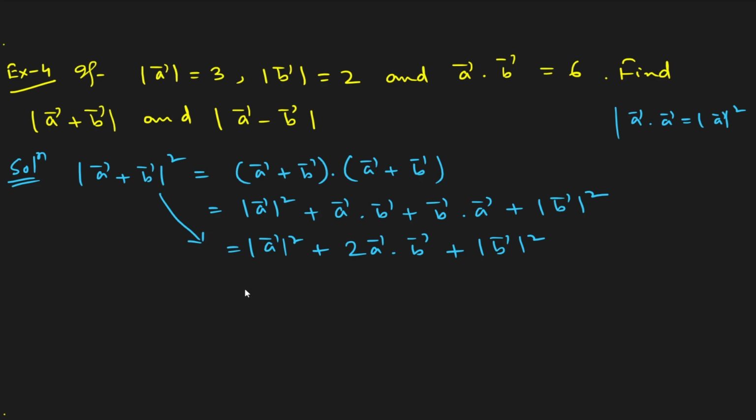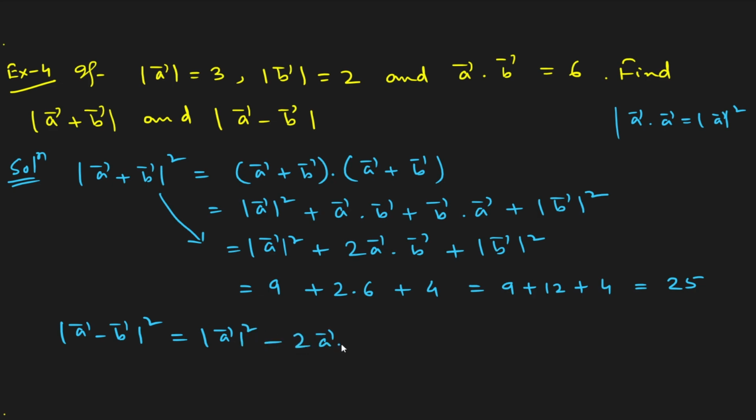Okay, so modulus a is 3, so it is 9, then 2 into a dot b, which is also given as 6, and then modulus b is 2, so b square is how much? 4. So it's 9 plus 12 plus 4. How much is it? 25. In the same way, a bar minus b bar whole square. Now you will write it directly: mod a whole square minus 2 into a dot b plus mod b whole square. So it will be 9, minus 2 into 6, plus 4. So 13 minus 12, how much is it? 1.